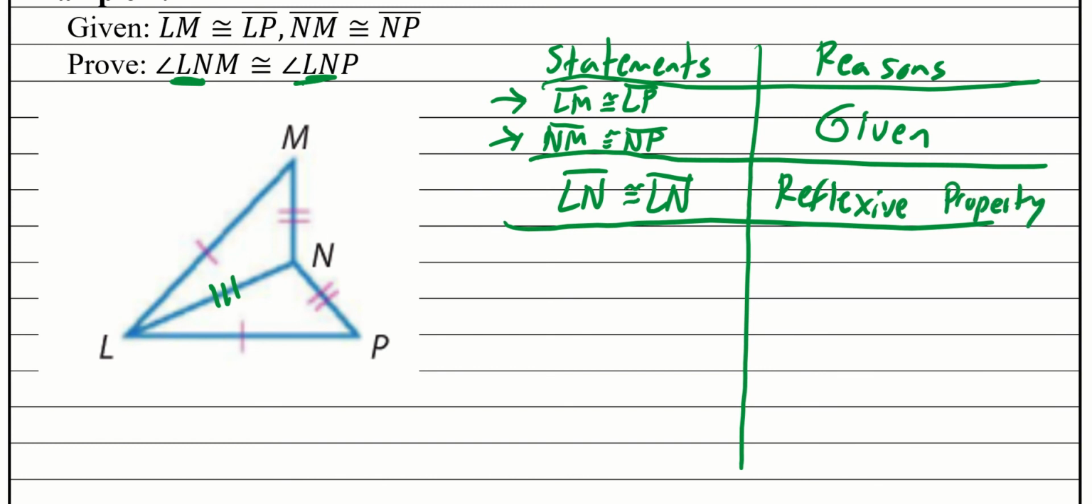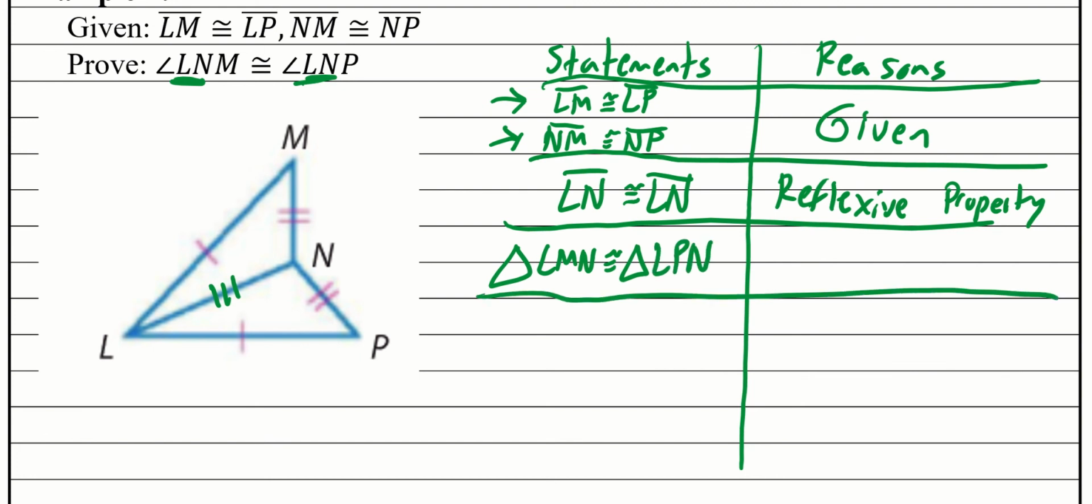Okay, so I have this here. I've said LN is congruent to LN, and I marked it on my diagram. And notice we actually have enough information to say what we usually do. And so we're going to do that. We're going to say triangle LMN is congruent to triangle LPN. Okay, and I just chose those orders of the letters. You could reorder them different ways as long as the correct letters line up.